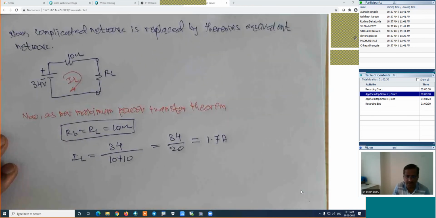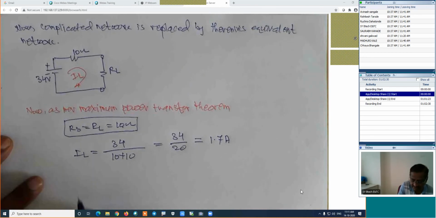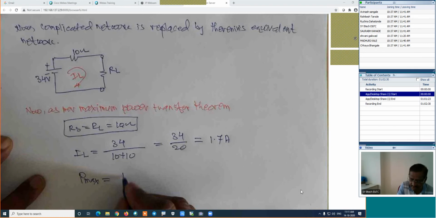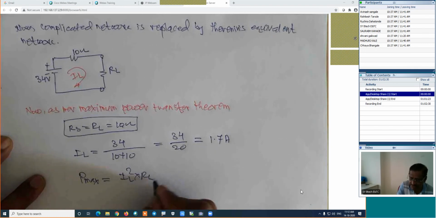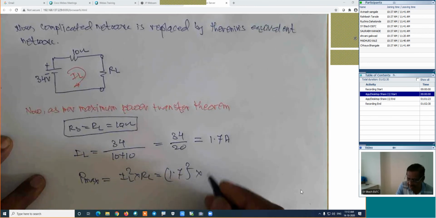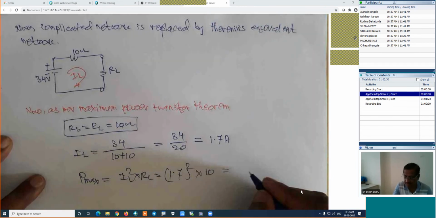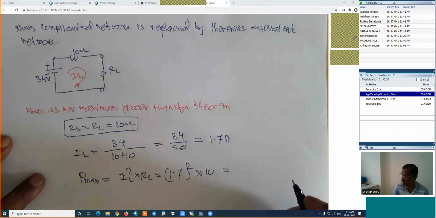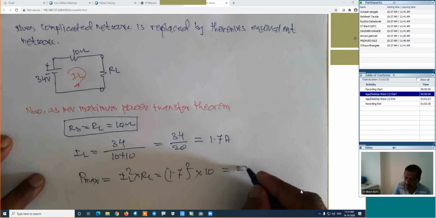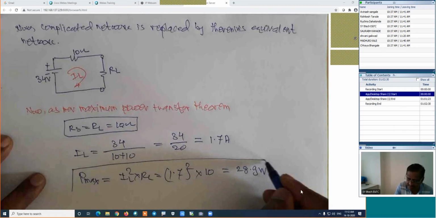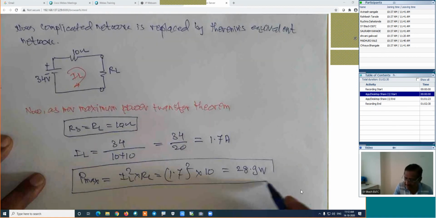If we know the load current, we can find out the maximum power transferred to the load, Pmax, which is equal to IL squared into RL, which is 1.7 whole squared into RL, which is 10. How much? 28.9. 28.9 watt is the maximum power transferred to the load as per this particular theorem.